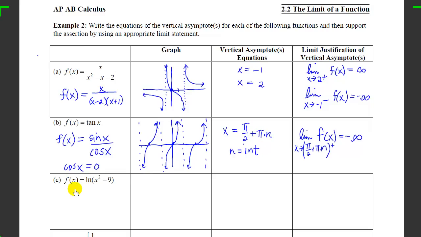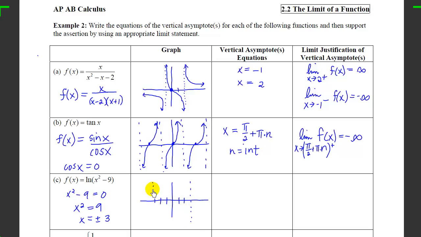Okay, the next one, we have f of x equals the natural log of x squared minus 9. So again, vertical asymptotes only occur when I've got issues with the domain, where those issues are division by 0 or zeros inside logs. Since this one has a log, we're looking at when the inside of this thing equals 0. If I solve for x, I'll get plus or minus 3. So graphically, I'm going to have vertical asymptotes at plus or minus 3.